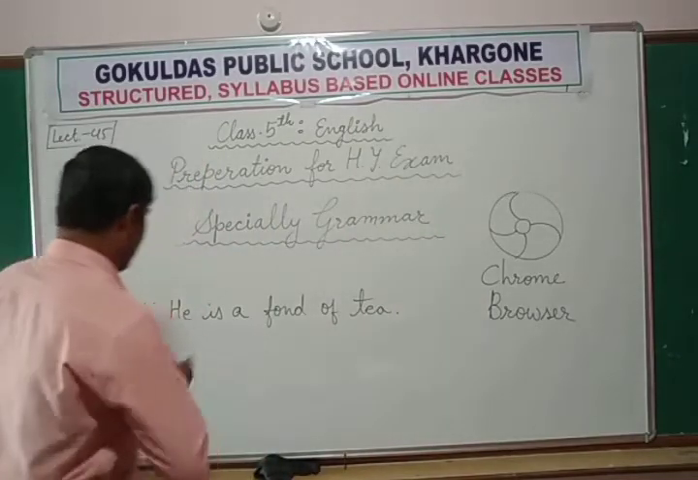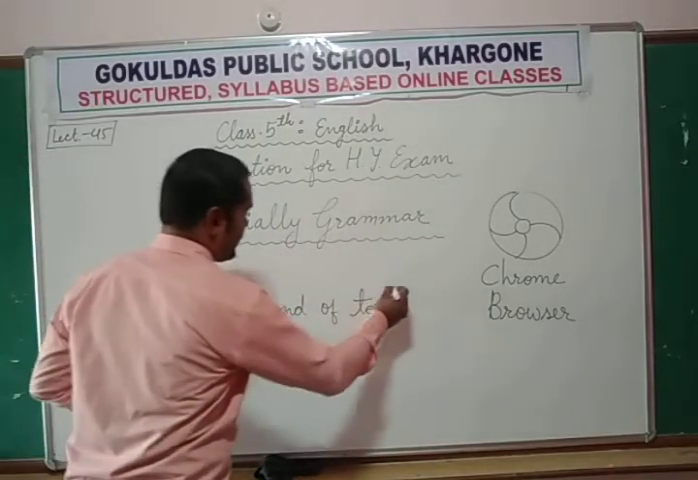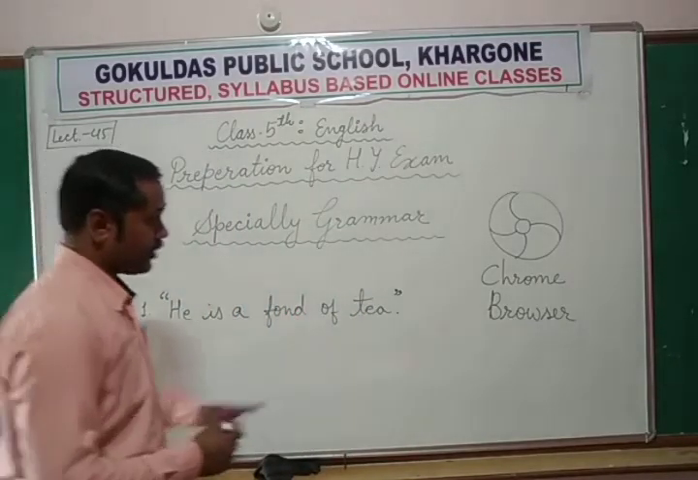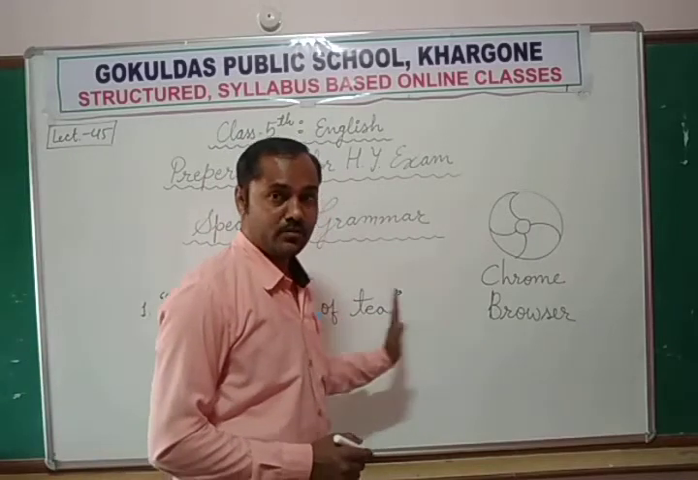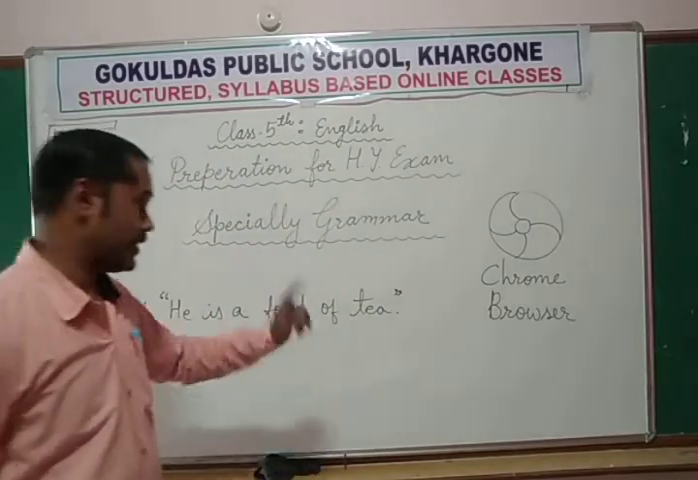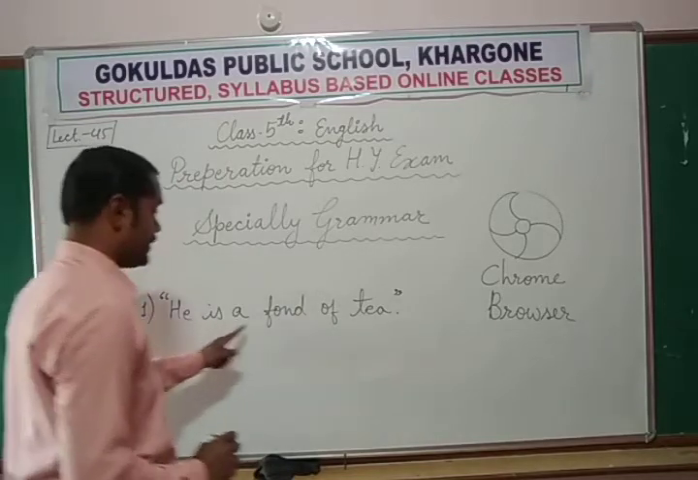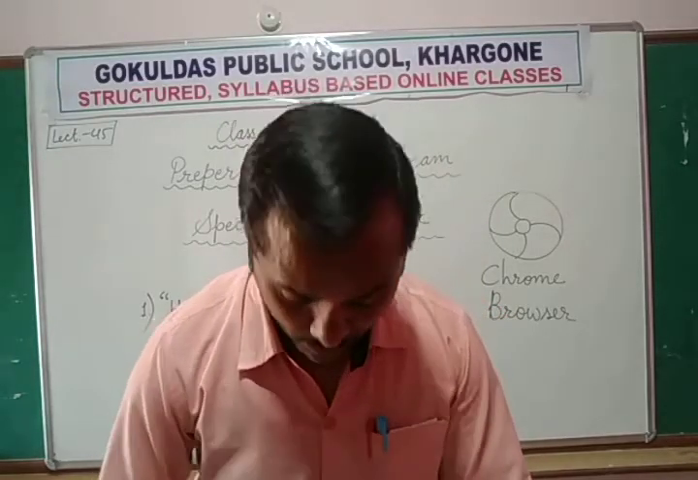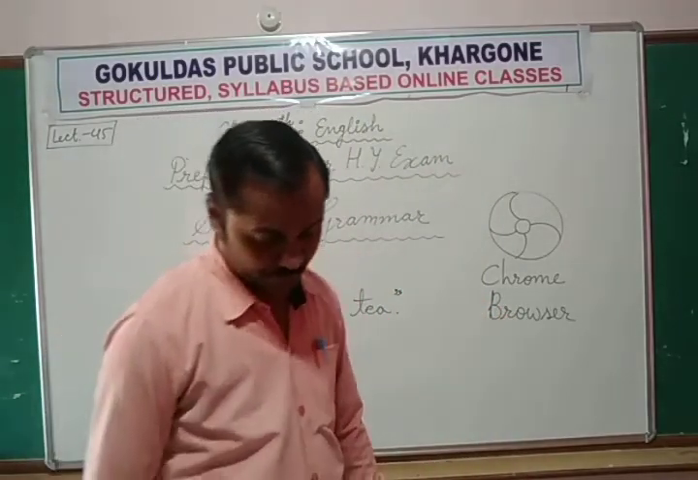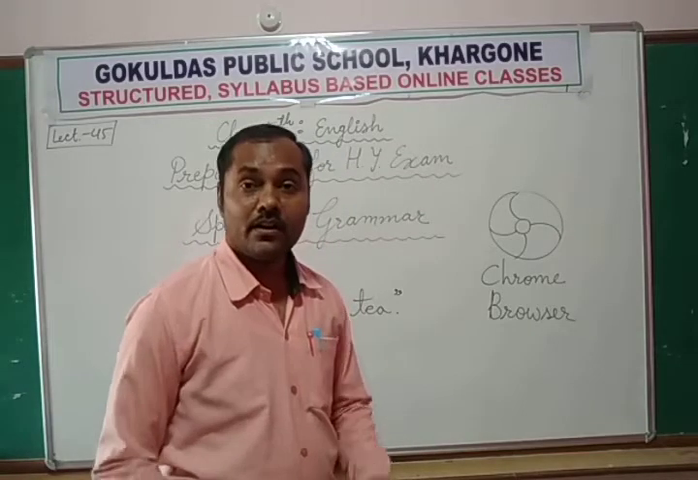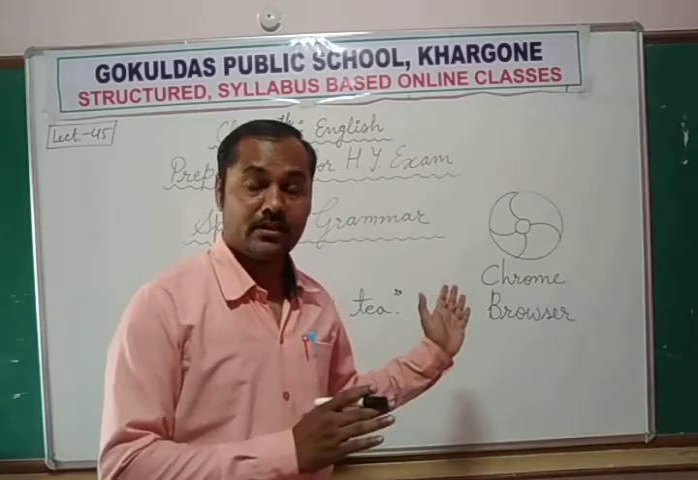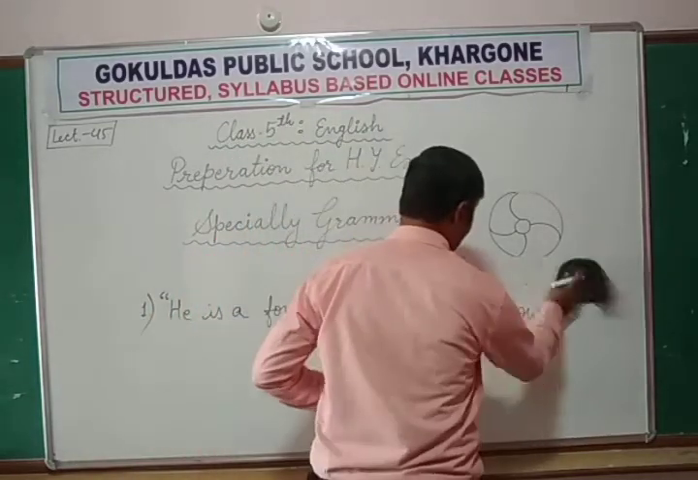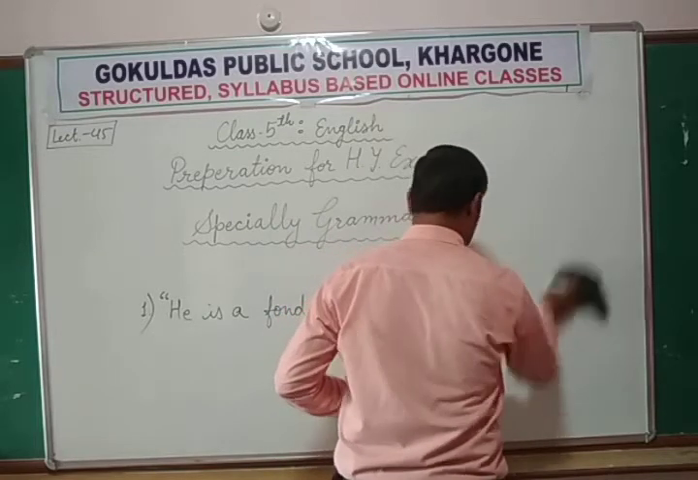He is a fond of tea. I will write this in the form of inverted commas. Then the question begins after this. This is only the sentence. Now the question. This is the first question. He is a fond of tea. Now the question is, what kind of sentence is this? What type of sentence is this? Or what kind of sentence is this? That would be the question.